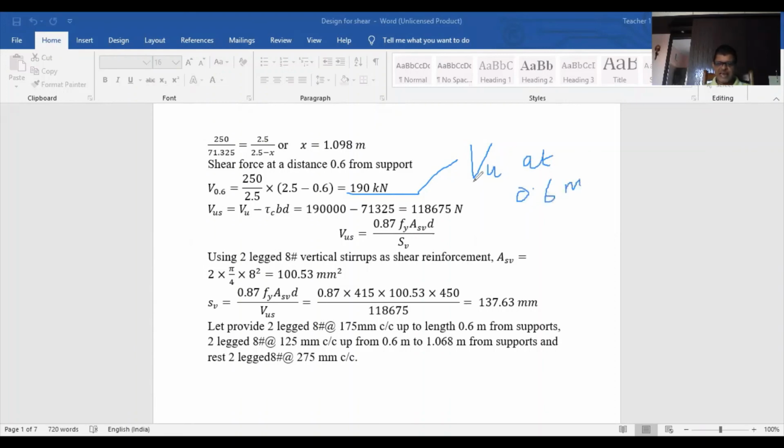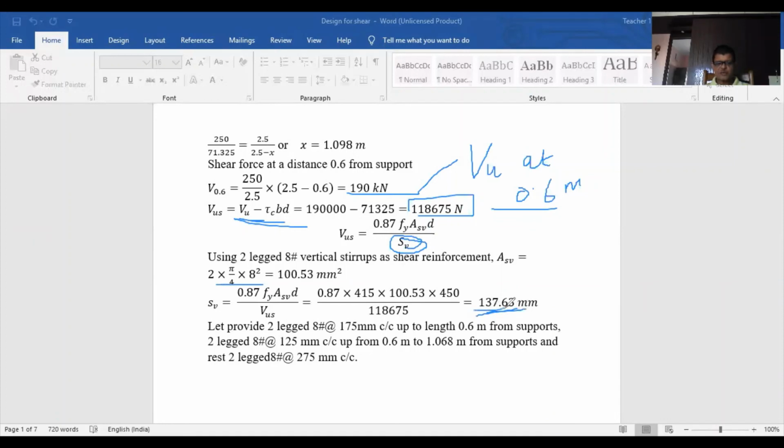Now what is the design shear at 0.6? Again you have to do Vu minus tau_c bd. So Vu was 190, so this is 190 minus tau_c bd. So this is the design shear for which you calculate the spacing. The same formula again, but spacing is different. Using 2-leg stirrups, this comes 137.